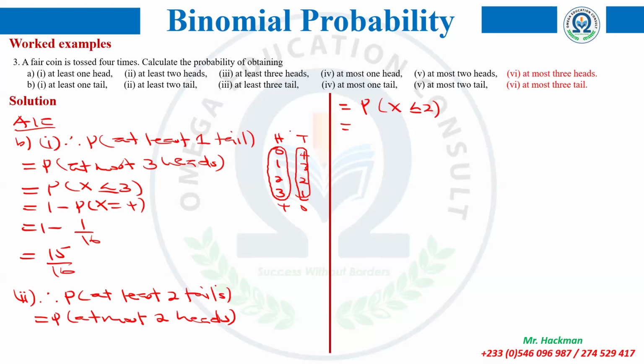Now let's move on to the at most in terms of the failure. So I'm skipping the I. We are going to look at the IV. Okay, IV, what do we have? Therefore, P, at most, how many tails? 1 tail.